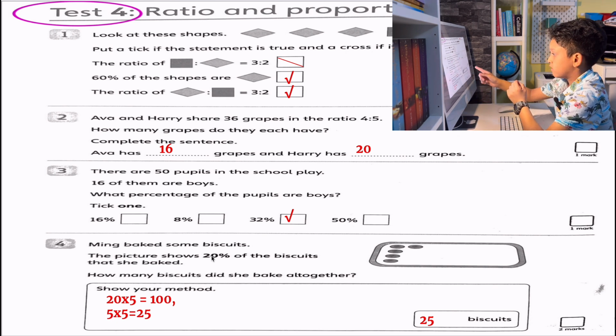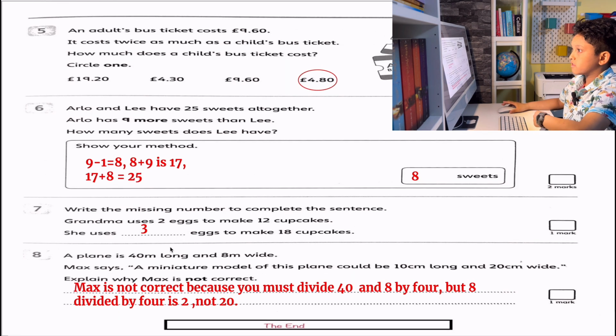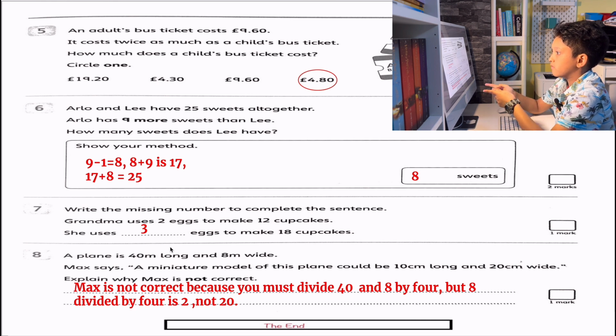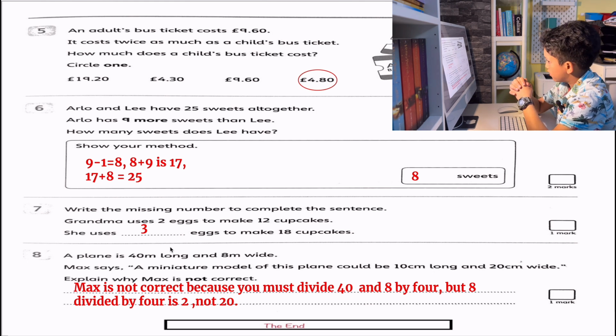Let's see. Yep. Let's see, number 5, 6, 7, and 8. Adults, yep. Divided by 2, 4.80. Okay. Then 9, take away 1 is 8. 8 plus 9 is 17. 17 plus 8 is 25. So that means Lee has 8 sweets.